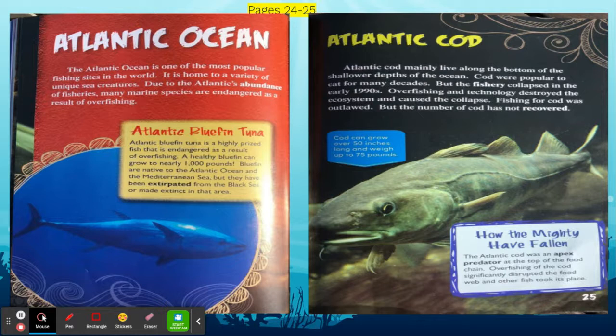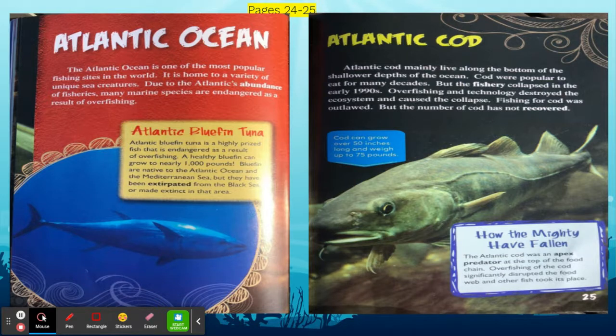Atlantic Ocean. The Atlantic Ocean is one of the most popular fishing sites in the world. It is home to a variety of unique sea creatures. Due to the Atlantic's abundance of fisheries, many marine species are endangered as a result of overfishing. Atlantic bluefin tuna. Atlantic bluefin tuna is a highly prized fish that is endangered as a result of overfishing. A healthy bluefin can grow to nearly 1,000 pounds.